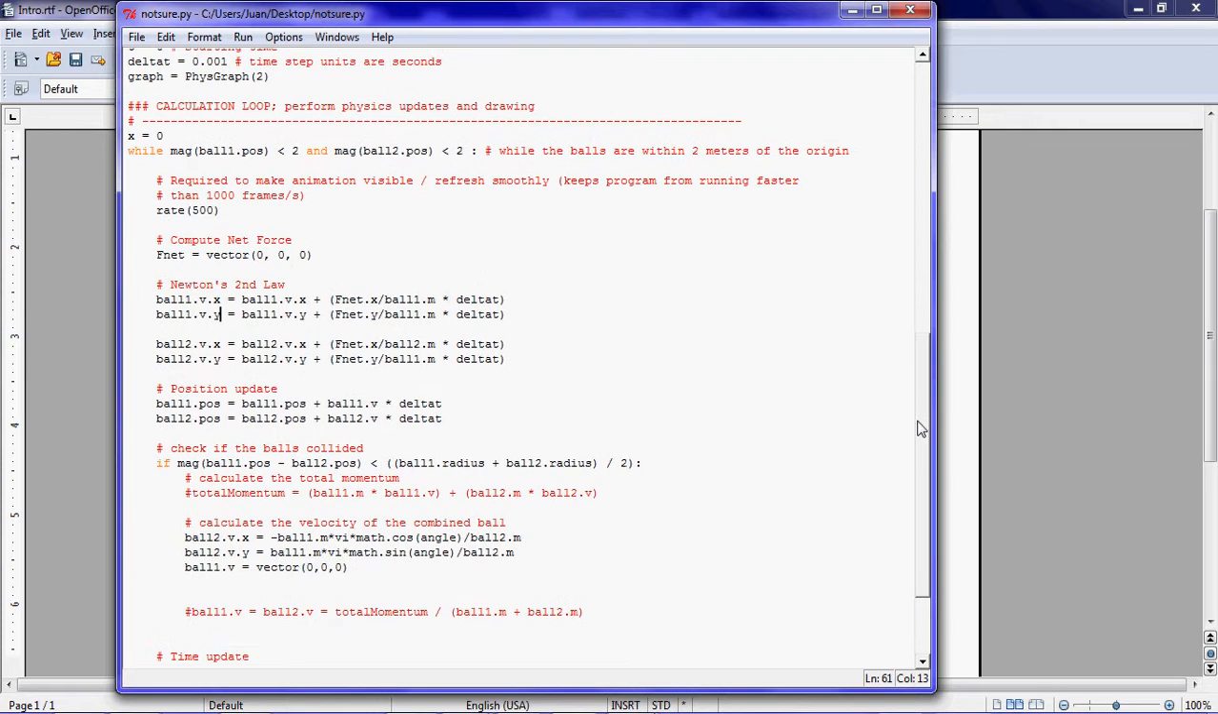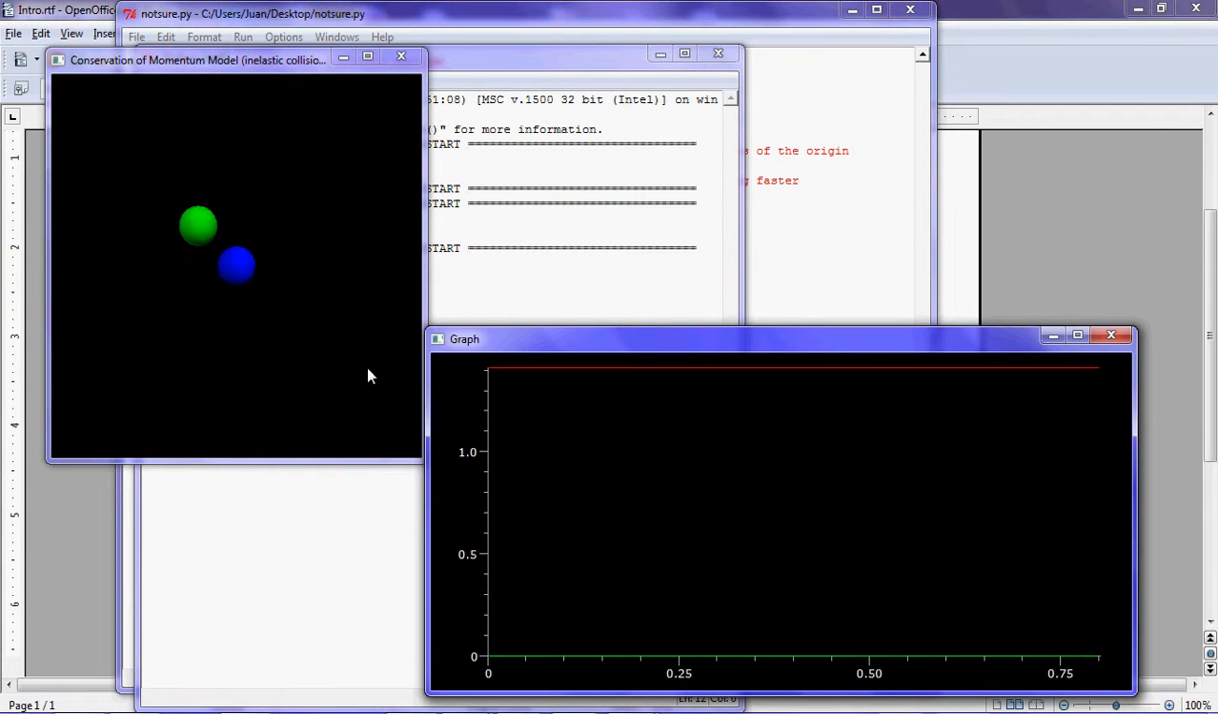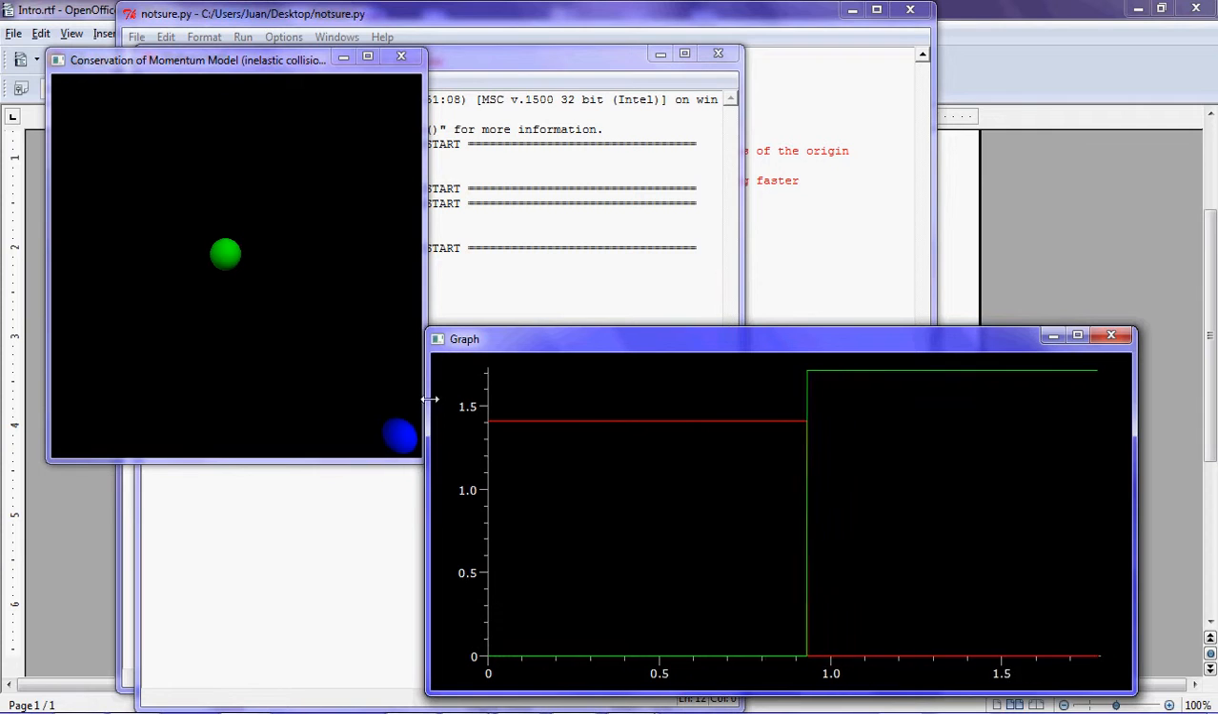And then I used elastic collisions and did ball 2 dot v dot x equals ball 1 dot m dot vi times the cosine of the angle over ball dot mass, which is what I did before. And I'm going to run that. As you can see, it behaves very similar to that of the experimental results.